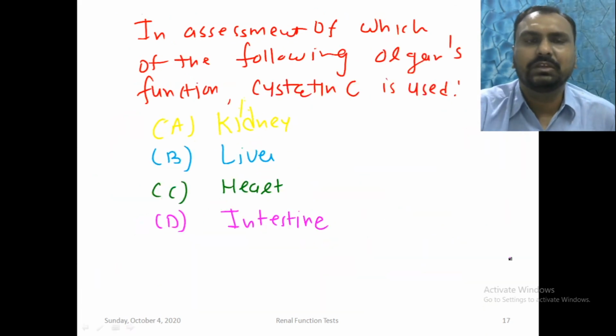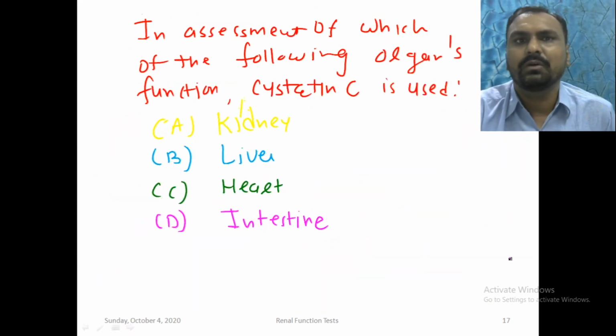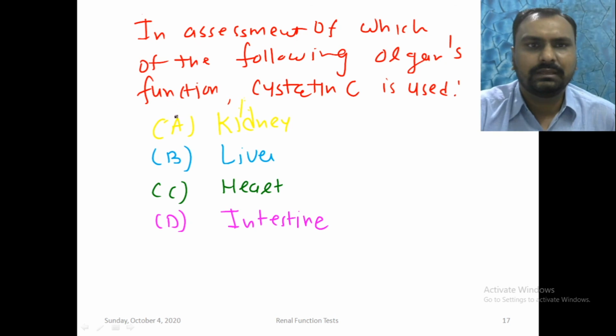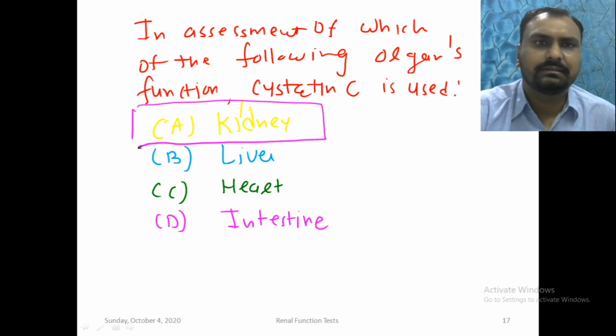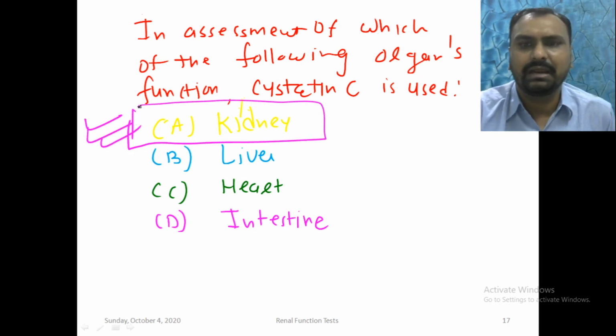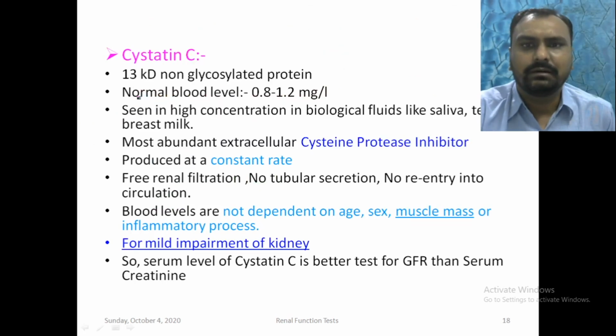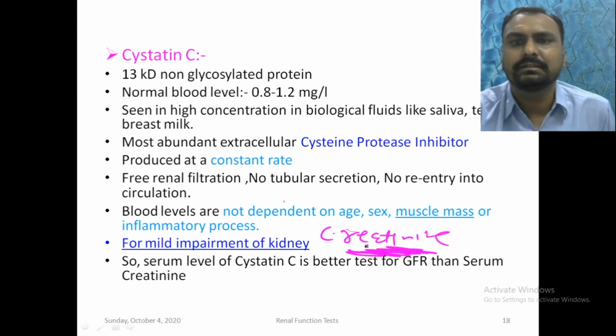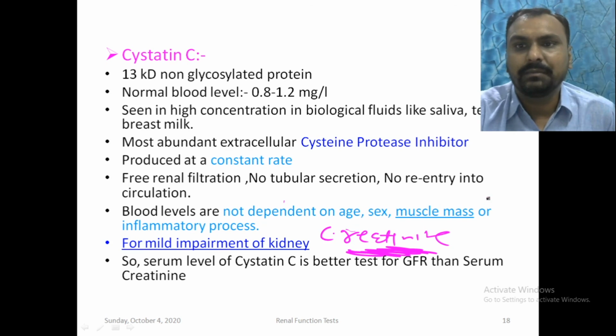Now the last MCQ: in assessment of which of the following organ functions is cystatin C required? A, kidney; B, liver; C, heart; or D, intestine. Here the best answer is option A, kidney. It is a marker of kidney damage, the earliest marker for assessment of kidney disease. It is even better than creatinine or urea, as urea is affected by protein intake or pre-renal conditions, and creatinine is affected by muscle mass.